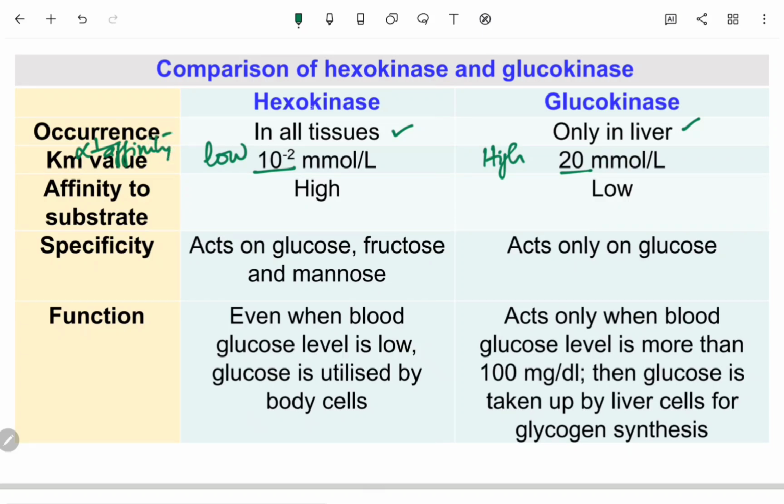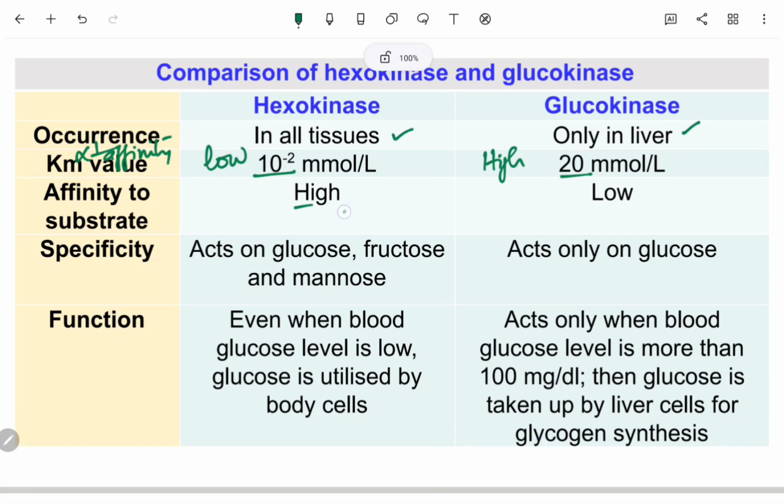As you can see here, hexokinase has a low Km value, so the affinity towards the substrate will be high. So even when the blood glucose level is very low, the glucose is utilized by body cells. So that is the importance of Km value and affinity of substrate.